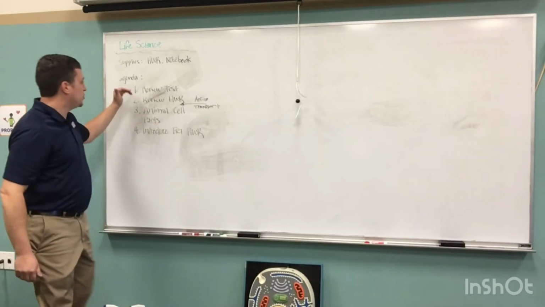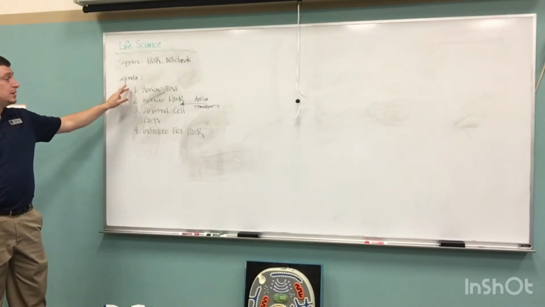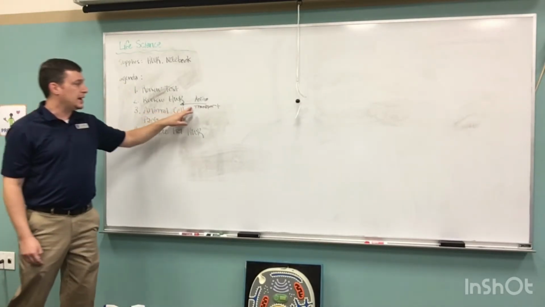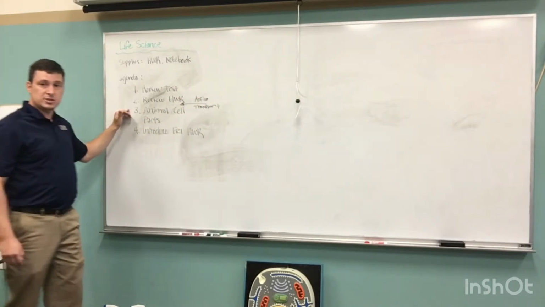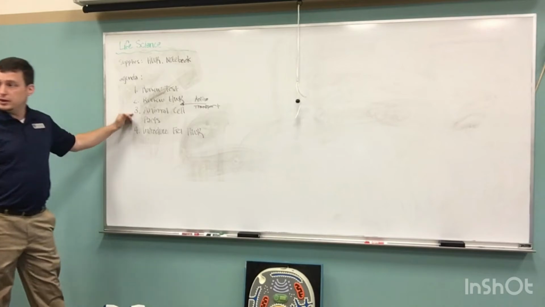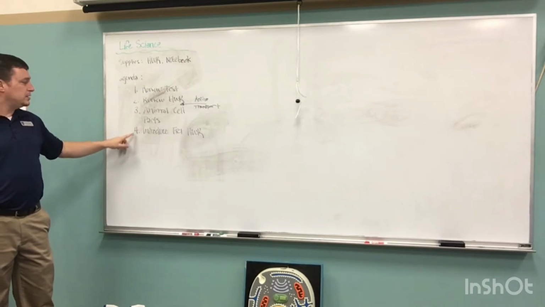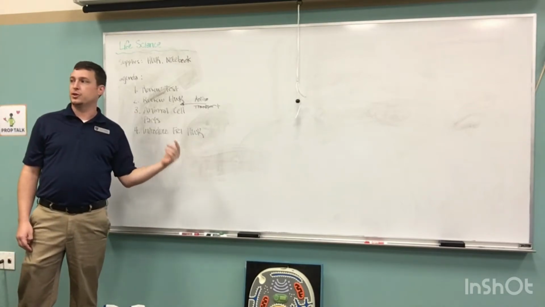So notice we're going to review the homework first. You will get your test back. We'll review our homework. Then we're going to add in active transport into our notes. Then we're going to get into animal cell parts, like you saw on the model down here. And then I'll introduce you to Friday's homework.